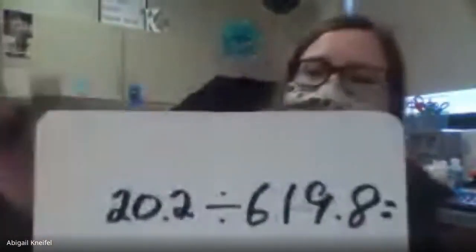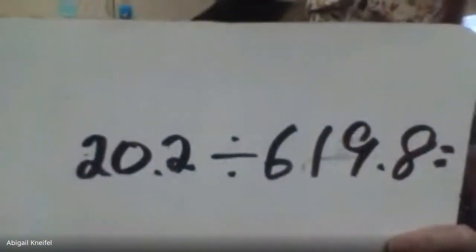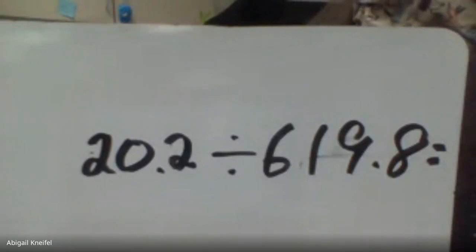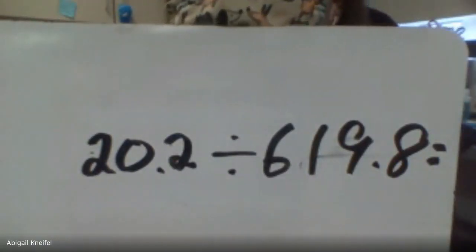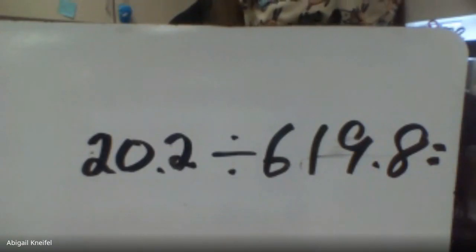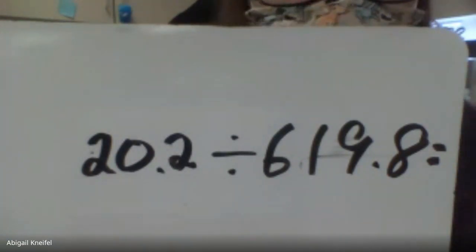All right, this first one's going to be estimated. Estimate this first one. So it means we're going to make our numbers whole numbers instead of having decimals. Then you're going to divide. You're estimating this first one.